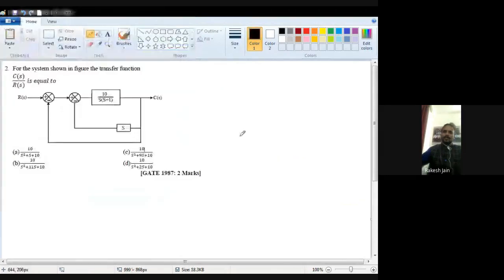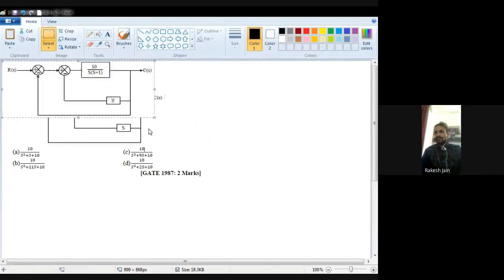So see, this one is my second number question, which already came in the 1987 GATE exam. A very good question. See here, for the system shown in the figure, what is the transfer function C(s) upon R(s)? And a diagram is given. So we have to solve this question. So I just put this question first of all at the right hand side. So we will solve it. Now this is the question.